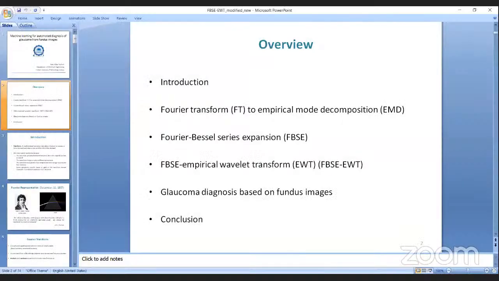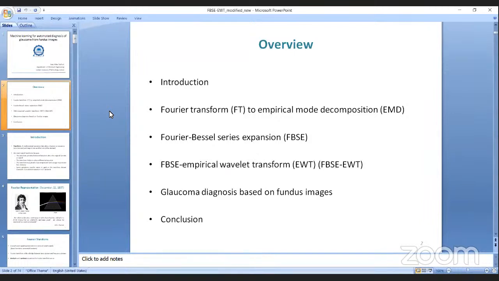Then short time Fourier transform, then wavelet transform, then we will go for empirical mode decomposition. So for Fourier transform to empirical mode decomposition, this journey will be explained. And we will see what the limitations existing in the EMD method are, and the motivation for development of a new method, empirical wavelet transform.